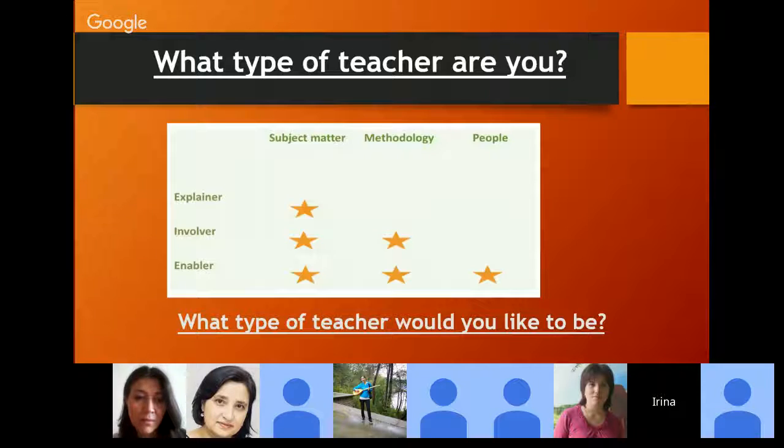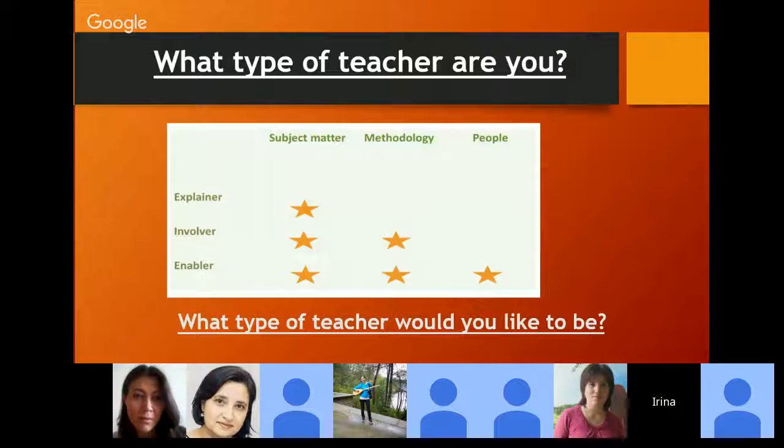But it's impossible to be enabler or involver or explainer all the time. It depends on the subject you teach, it depends on the topic you teach. So sometimes you combine, and just as some of you mentioned, I am a mixture of everything. You cannot be just a pure explainer or pure involver. It's again a mixture of everything.